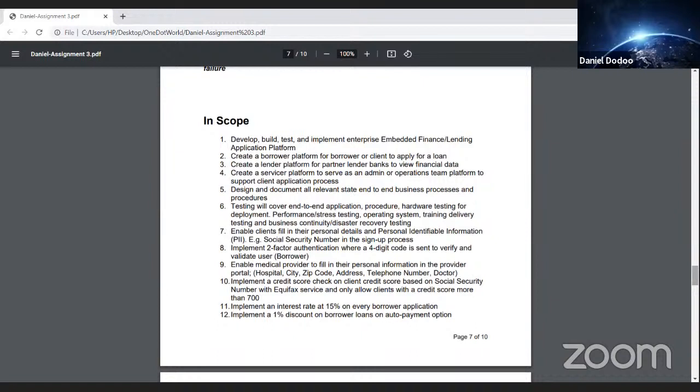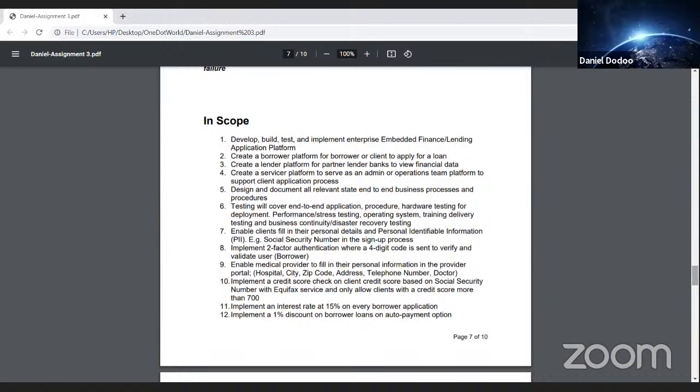We move on to enabling a medical provider to fill in their personal information in the provider portal. The information that we are looking at is the hospital, the city, the zip code, the address, the telephone number, and the doctor's name.